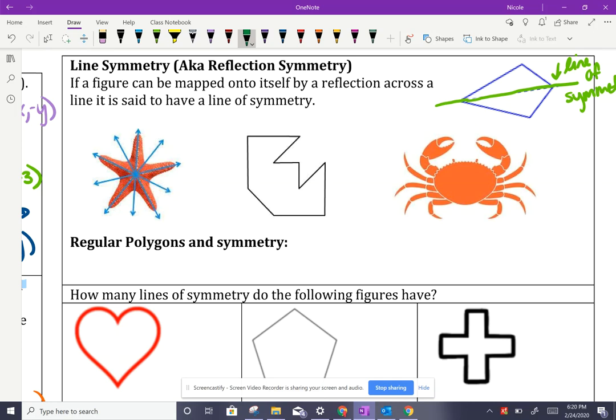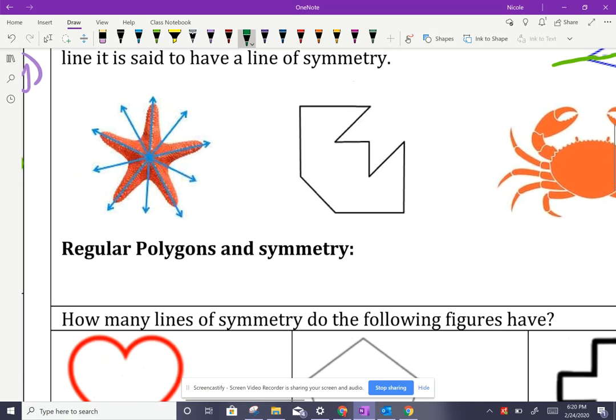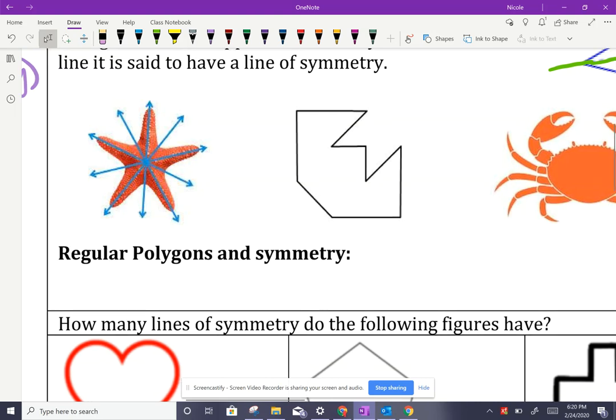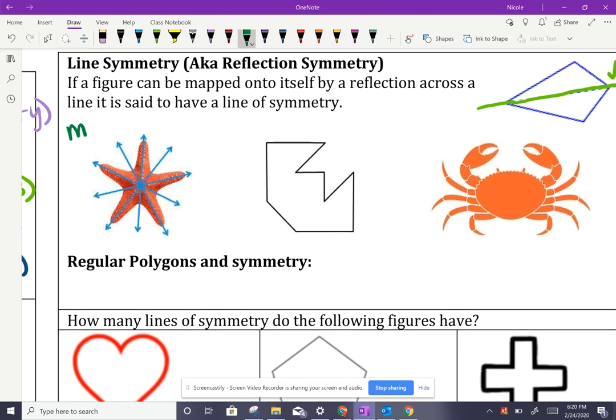How does this work? If I look at my starfish here, the lines are already created for me. But if you look at that, each time you fold the two pieces over that line, each one of those works. So this has multiple lines of symmetry.